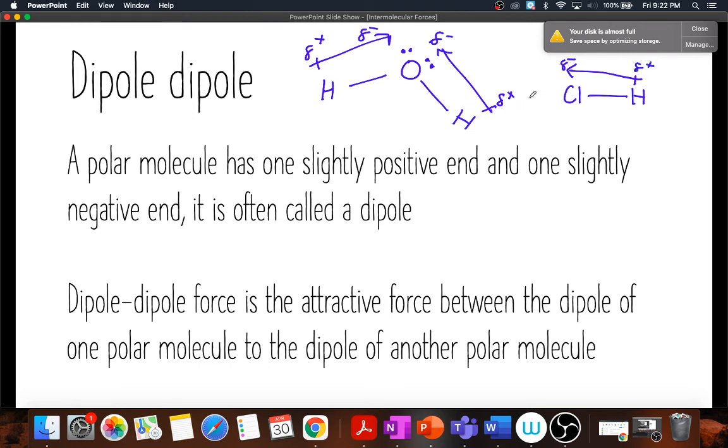Now there's going to be an attraction that exists between these molecules, and because this one has a dipole and this one has a dipole, this is what we call a dipole-dipole interaction. Okay, and this can only exist in polar molecules. Why? Because only polar molecules have a dipole. And it has to exist between these dipoles because it provides an opportunity for that partial negative and the partial positive to have an attraction to each other.